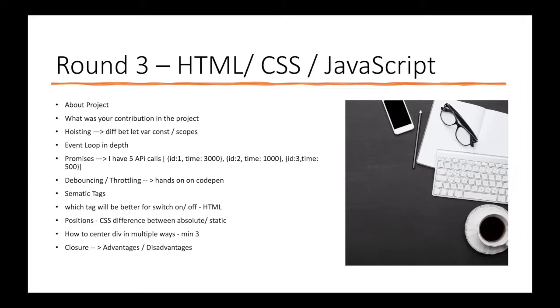There were some hands-on questions also. I have some API calls in an array. I have given one example here. ID is 1, time is 3000, then ID 2, time 1000, ID 3, and time 5000. I want to print these IDs in order. You can use anything, but even if the time is 3000, ID 1 should still be printed first. With the help of setTimeout, if it is 3000, then 1000, and then 500 milliseconds, ID 3 will be printed first, ID 2 will be printed later on, and then ID 1 will be printed at the last.